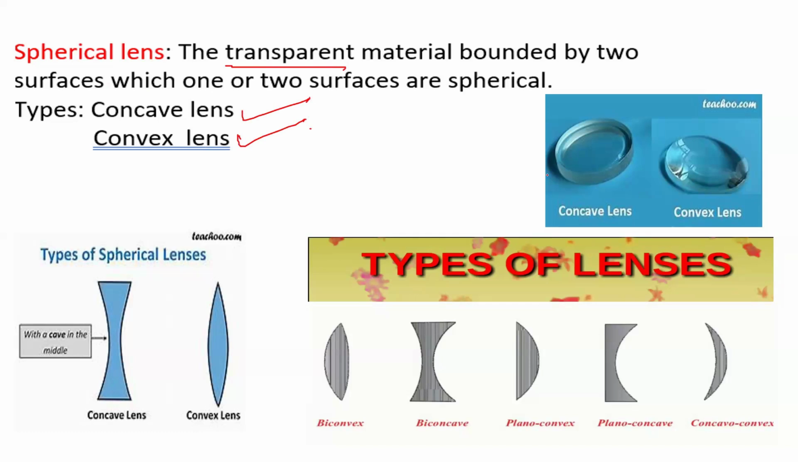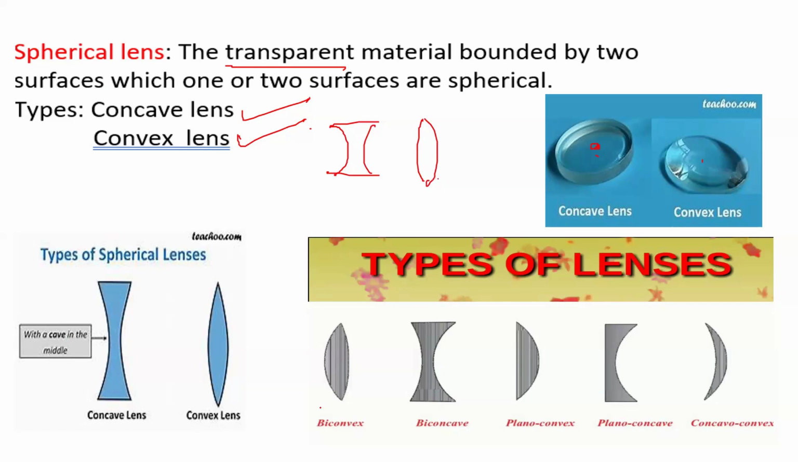Here you can see the concave lens and here you can observe the convex lens. Okay, so this is convex lens and this is concave lens. Types of spherical lenses: this is concave lens and this is convex lens. Concave lens is like this and convex lens is like this. Okay, next one. Types of lenses.